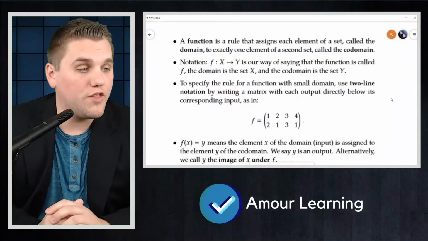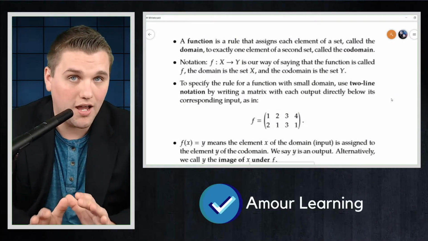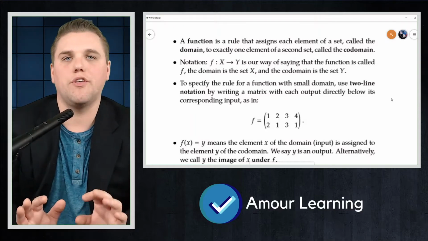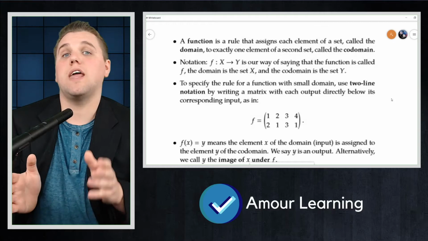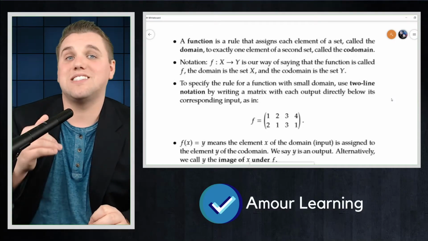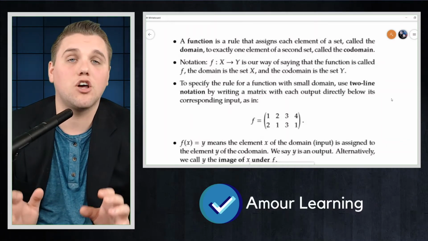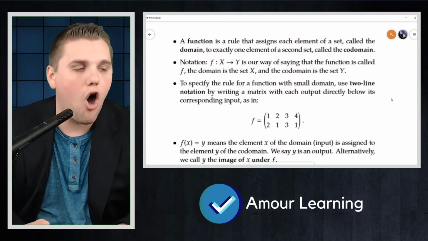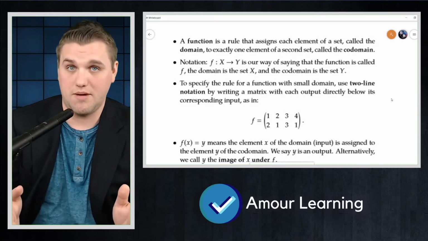A function is a rule that assigns each element of a set called the domain to exactly one element of a second set called the codomain. Now, it's important to understand that the codomain and the range are not the same thing. The range is a subset of the codomain. So the codomain doesn't necessarily include only the elements that are in the range of the function. It might include more elements.